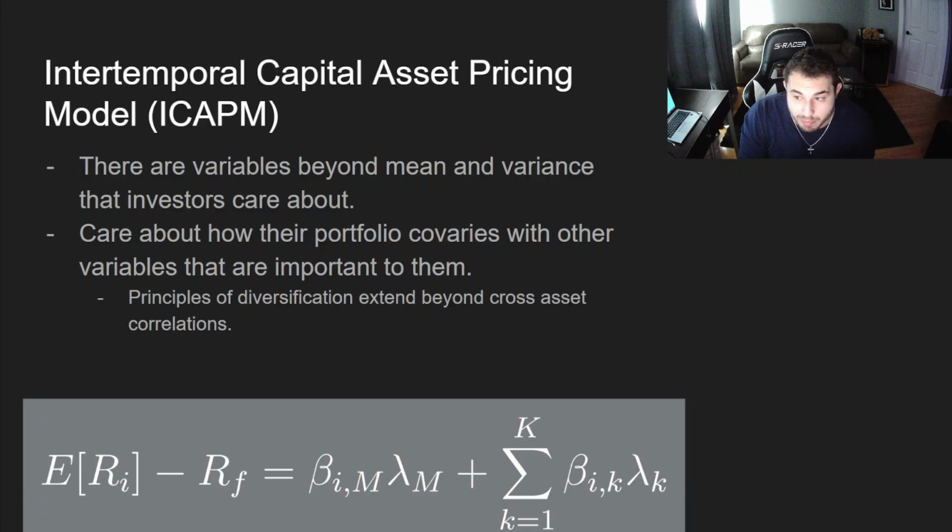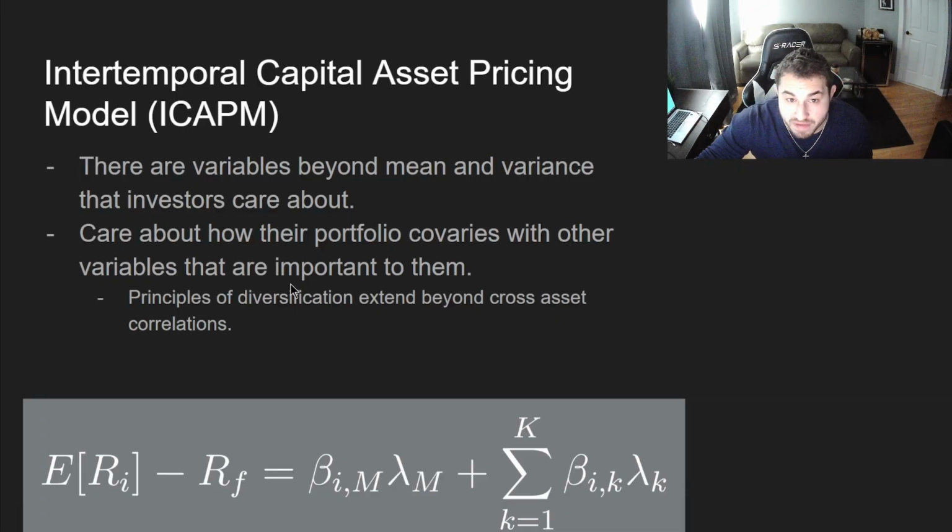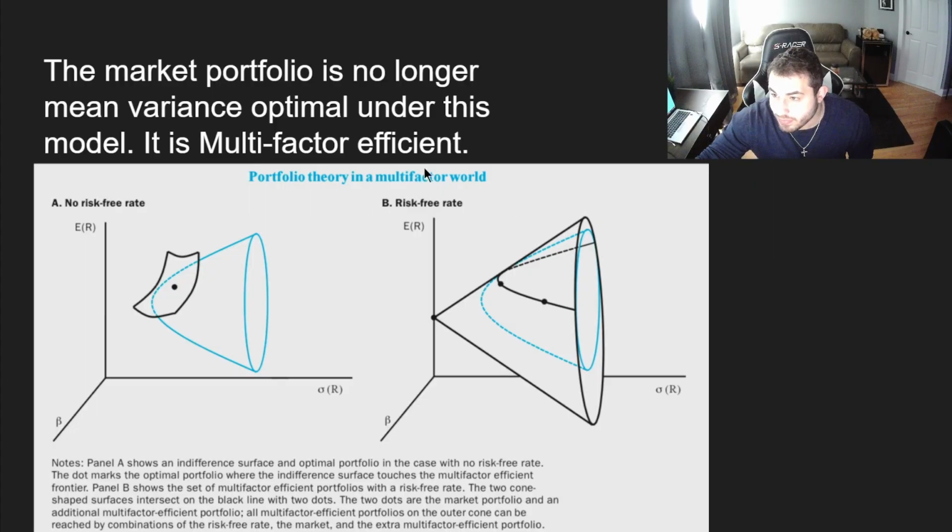And we're going to get more into examples later. Actually, I have an example for you right here. So the market portfolio here is no longer mean variance optimal under this model, right? What it is, it's multi-factor efficient. It's balancing all of the risks, not just mean and variance. Like I mentioned, labor income, recession risk, inflation risk, every risk that's not being captured by mean and variance, right?